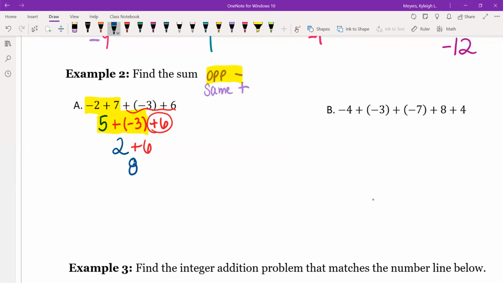Okay. So I want you to try example B on your own.